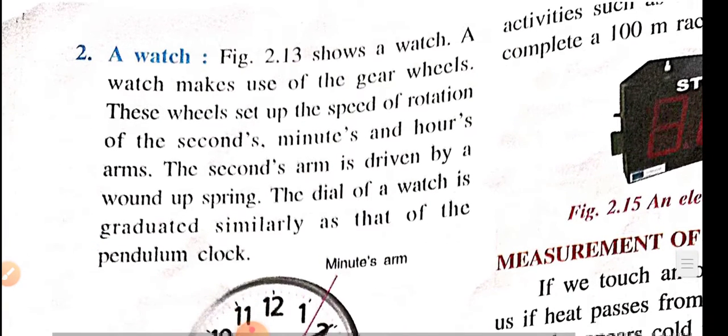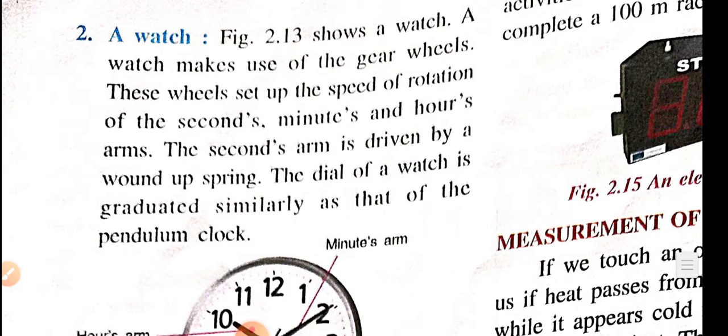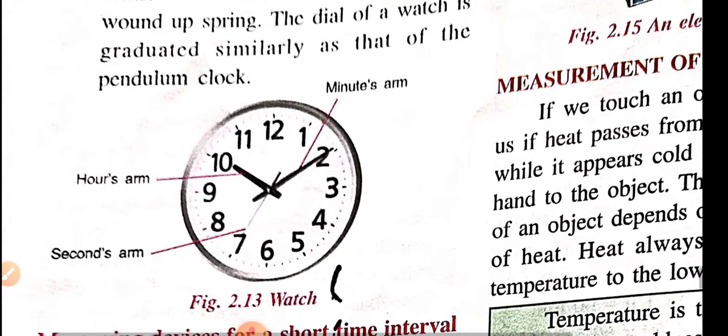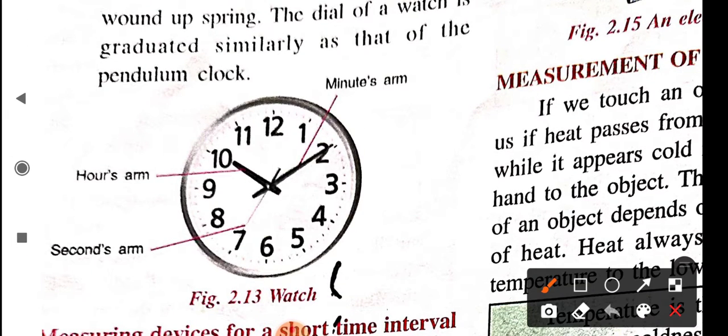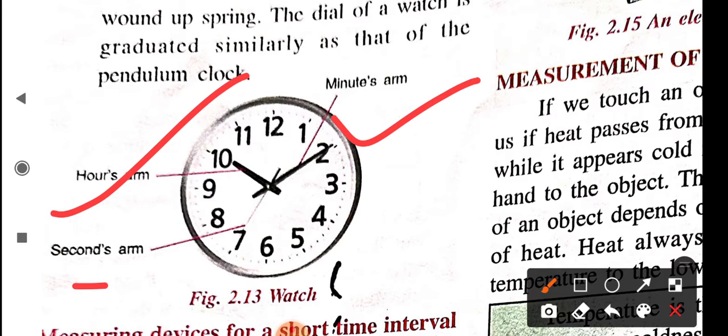Now we move on to the watch. There are many types of watches: wrist watch, wall watch, and they work the same as the pendulum clock. There are 3 arms: one is the minute arm, the second is the hour arm and the last is the second arm. The same procedure applies.